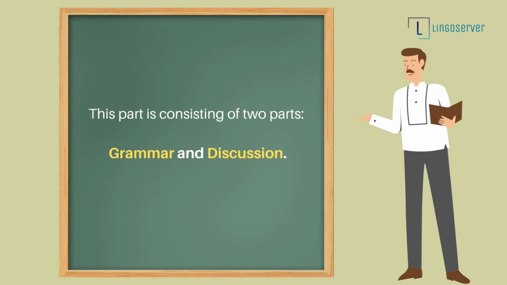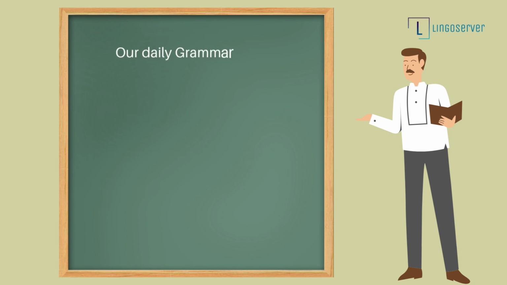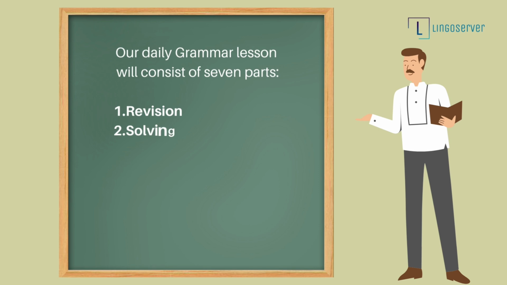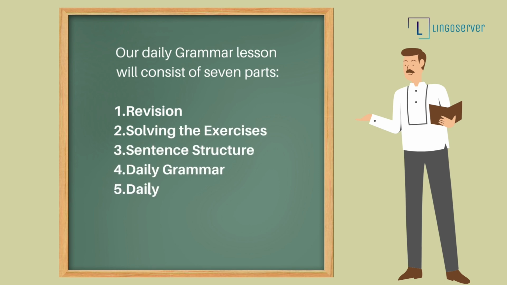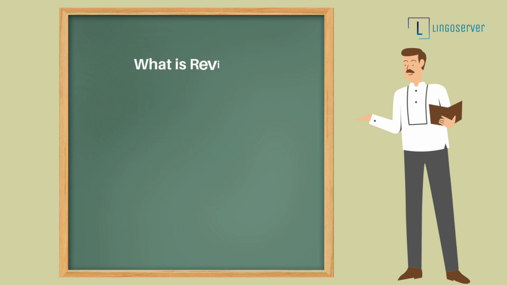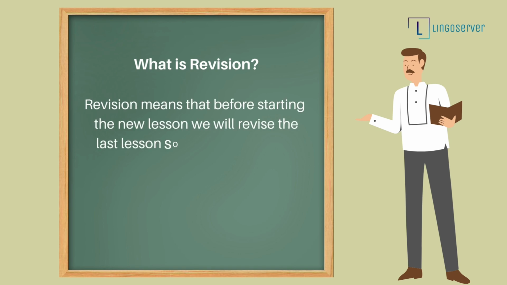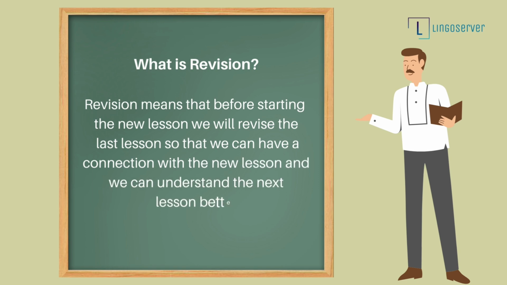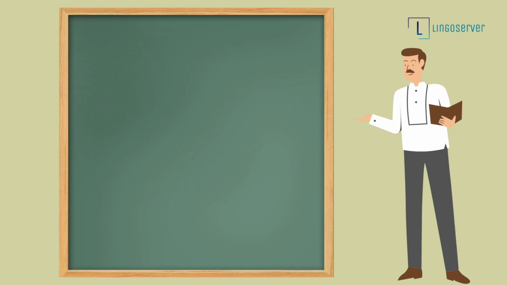This part consists of two parts, grammar and discussion. Our daily grammar lesson will consist of 7 parts: revision, solving the exercises, sentence structures, daily grammar, daily used sentences, daily vocabulary, and exercise. What is revision? Revision means that before starting the new lesson, we will revise the last lesson so that we can have a connection with the new lesson and we can understand the next lesson better.